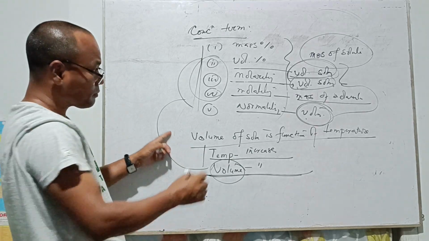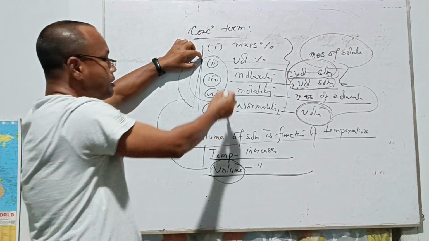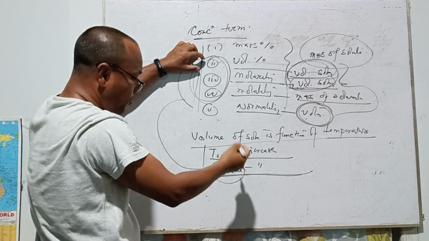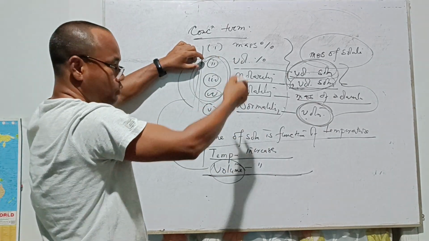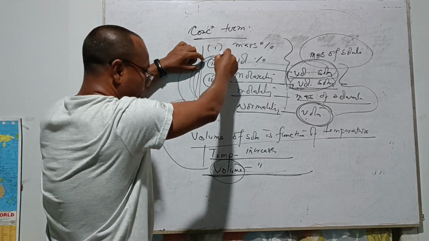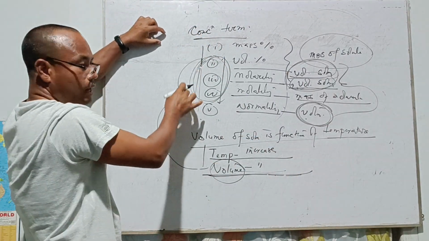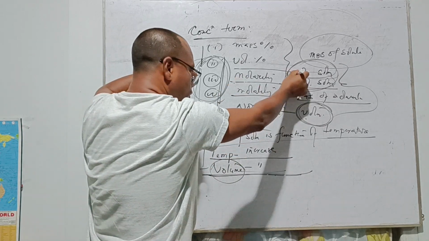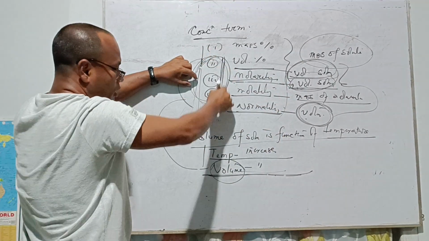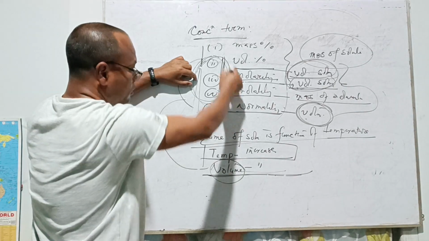But remember, these concentrations are reciprocal to the volume of the solution. When the volume changes, this concentration will change. What changes? When volume increases, this concentration will decrease. I repeat, these concentrations related to the volume of the solution, this volume percentage, this molarity, this normality, will decrease. So when temperature increases, volume increases, and their concentration will decrease.